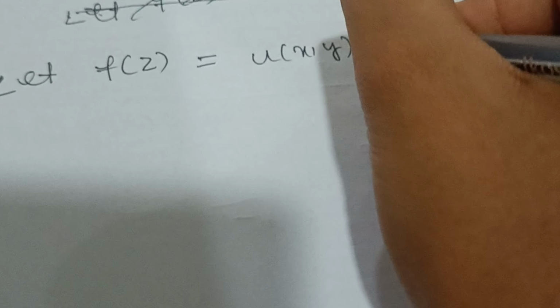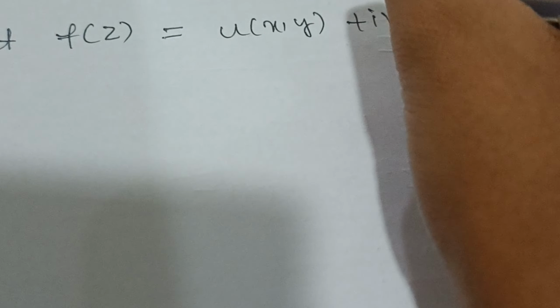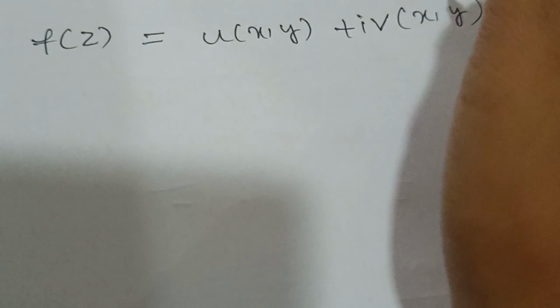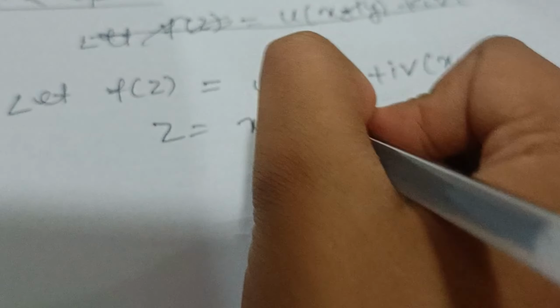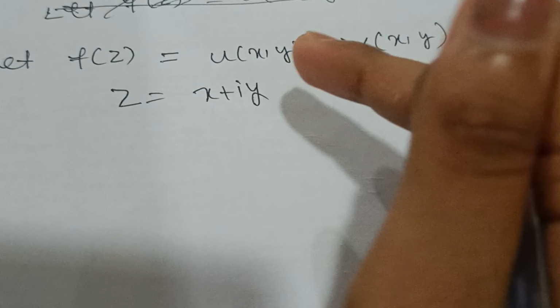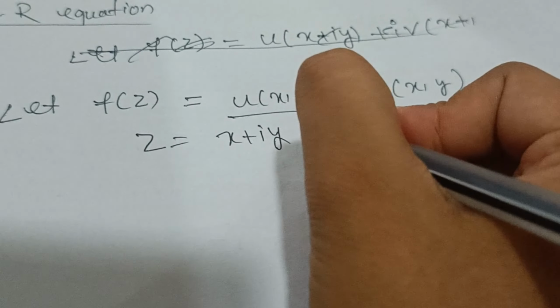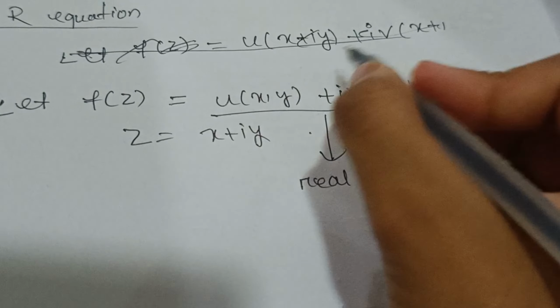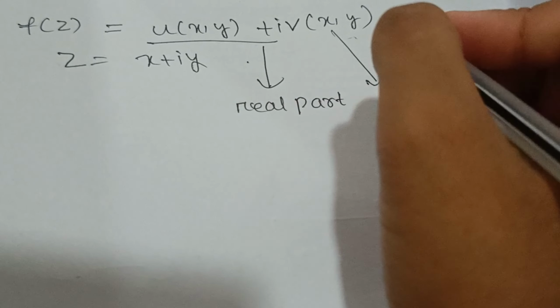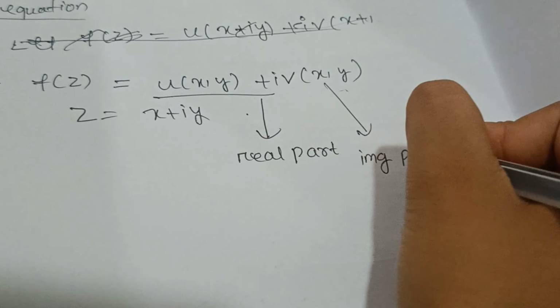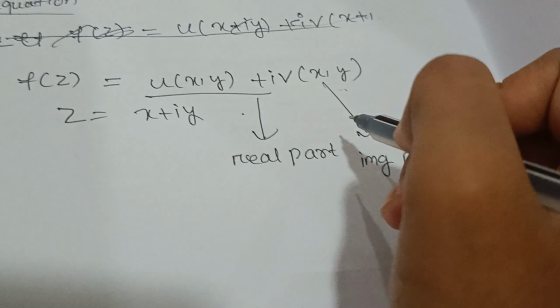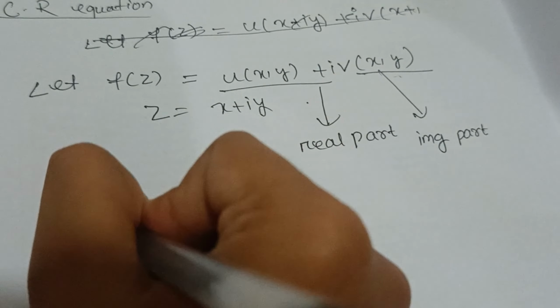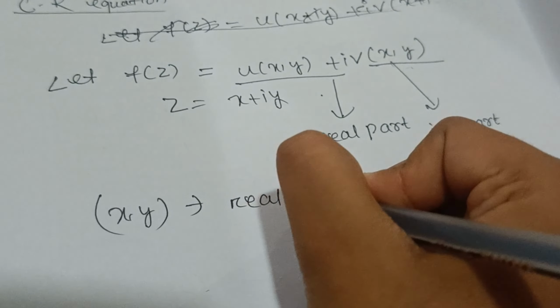Let f of z equal u of x, y plus i v of x, y, where z equals x plus iy. x plus iy is a complex number. u of x, y is the real part of this expression, and v of x, y is the imaginary part. x and y are real variables.